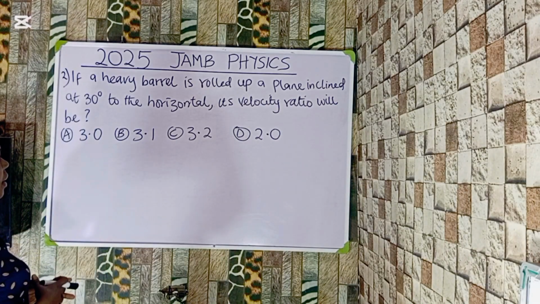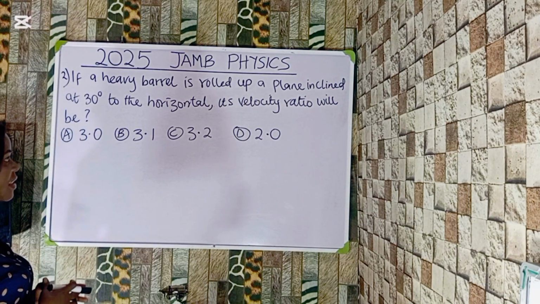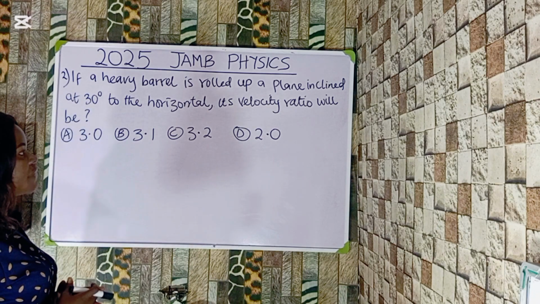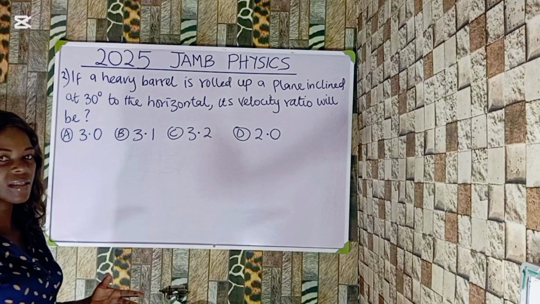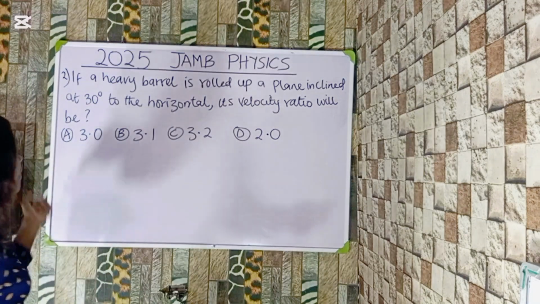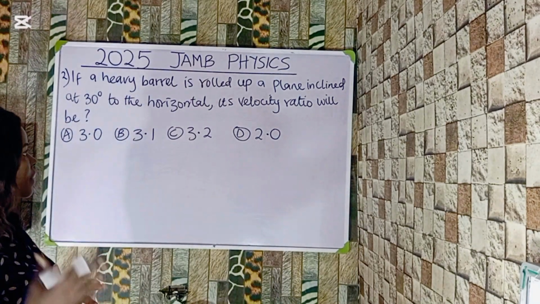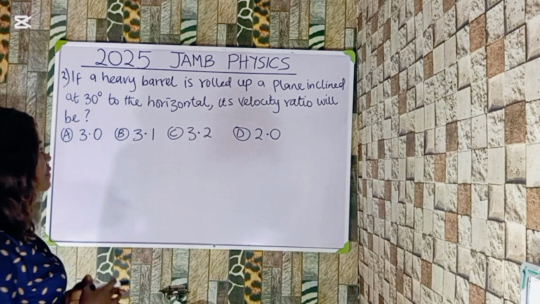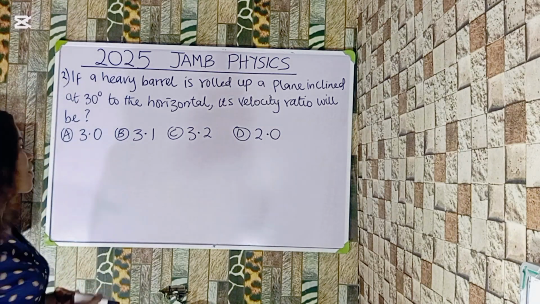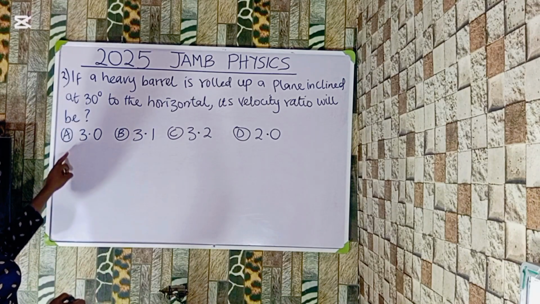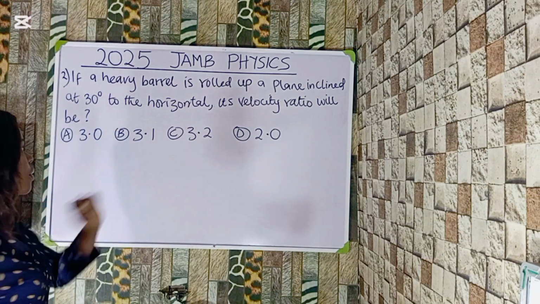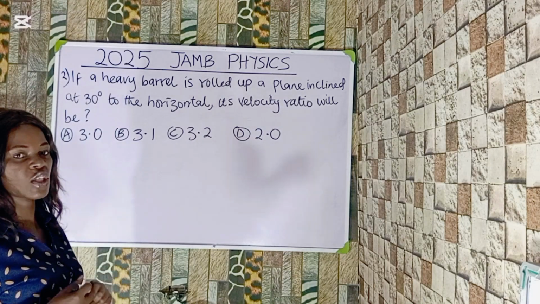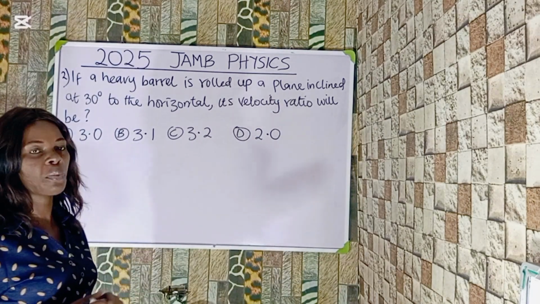If a heavy barrel is rolled up a plane inclined at 30 degrees to the horizontal, its velocity ratio will be what? The options provided: option A is 3.0, option B is 3.1, option C is 3.2, and option D is 2.0.